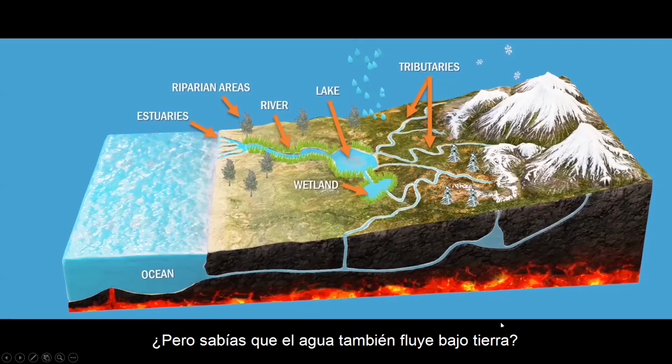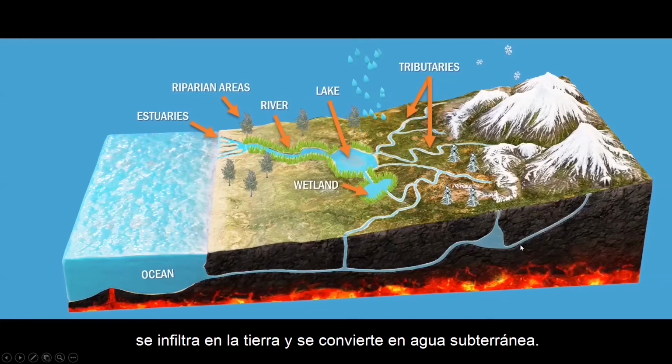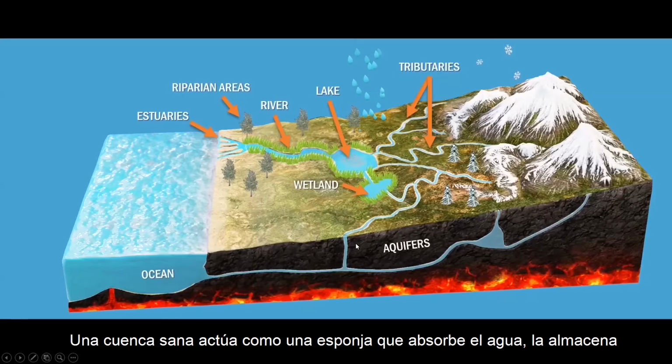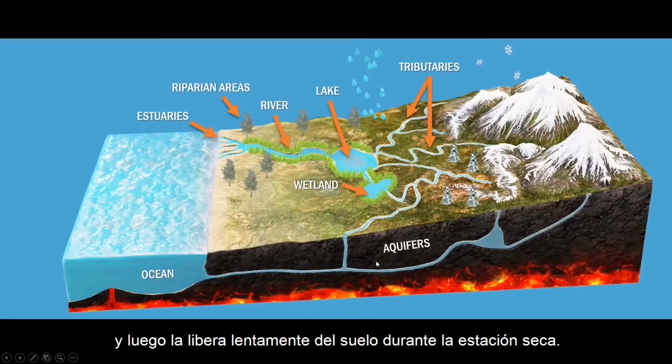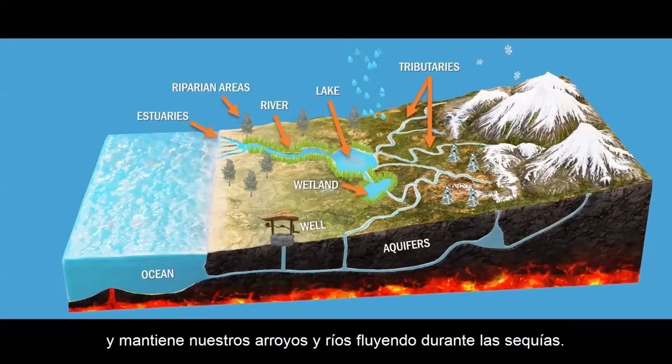But did you know that water also flows underground? This is possible when some of the surface water infiltrates into the ground, becoming groundwater. Large underground reservoirs of groundwater are called aquifers. A healthy watershed acts like a sponge that absorbs water, stores it, and then slowly releases it from the soil during the dry season. Groundwater is what provides water for wells and keeps our streams and rivers flowing during droughts.